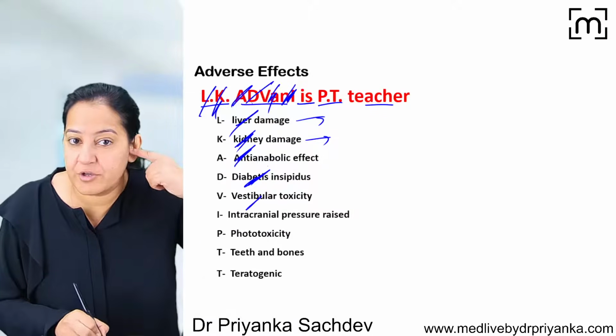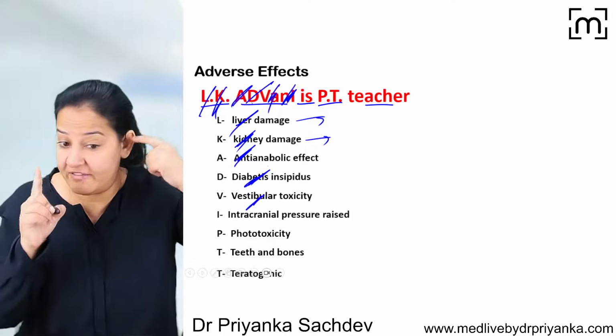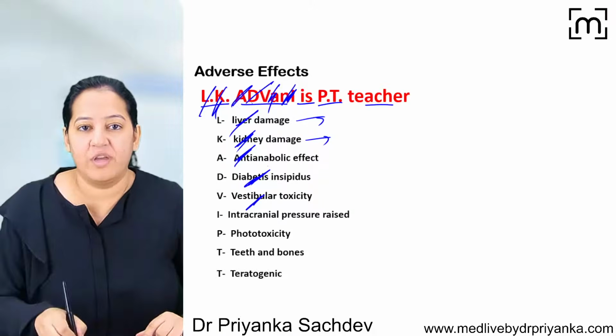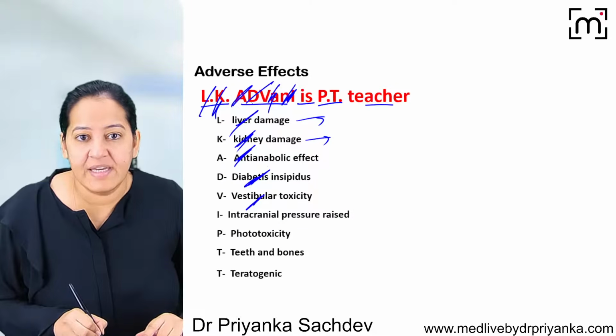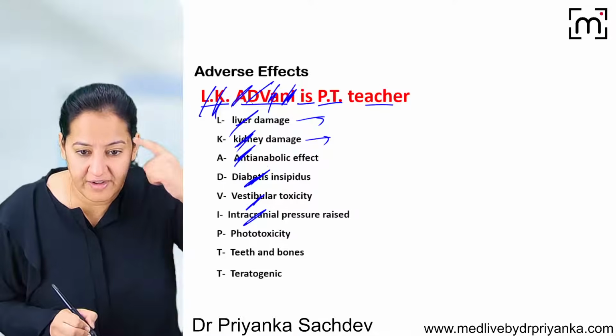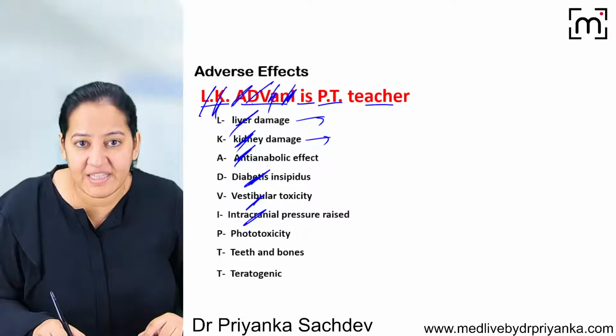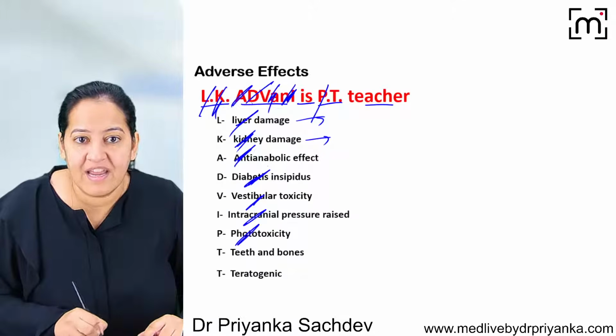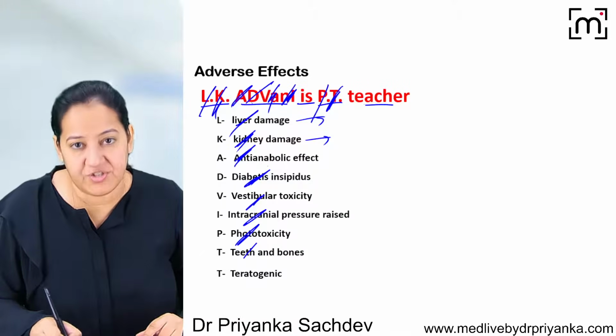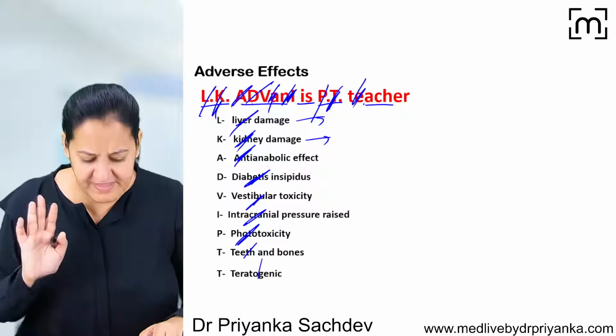V is vestibular toxicity. Patient has vertigo. Vestibules are damaged. Okay. Vestibular toxicity. I stands for intracranial pressure raised. PT, phototoxicity. And teeth and bone are damaged. And teacher's one more T is teratogenic. We will say it's easy.